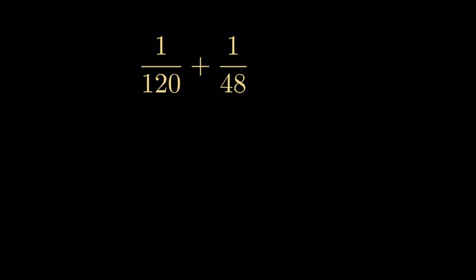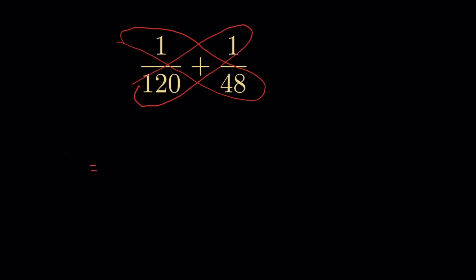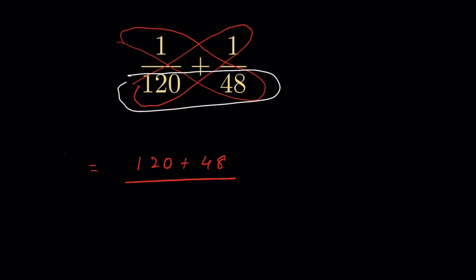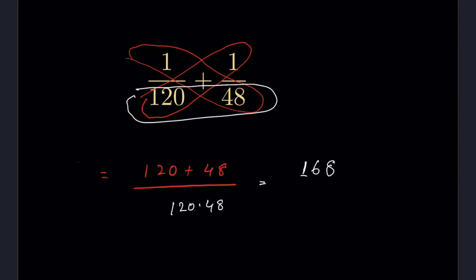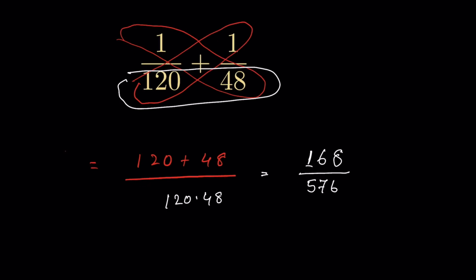That's called the butterfly method. In the butterfly method, we cross multiply the numerators and denominators and add them. So this will be 120 plus 48. 120 times 1 is 120 and 48 times 1 is 48. Then upon, and then we multiply the denominators. So 120 times 48. Now you can add, so it is 168, and then we multiply 48 times 120, which equals 5760.